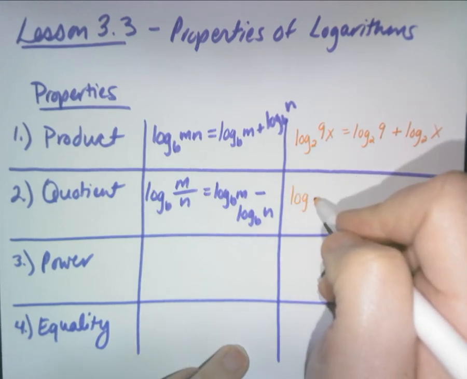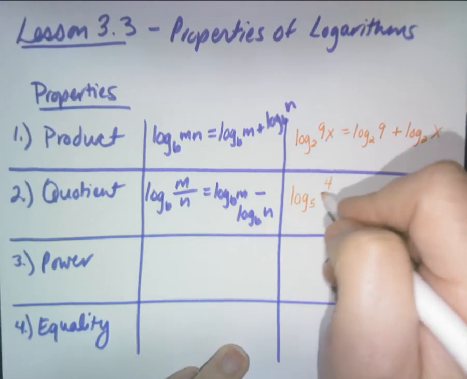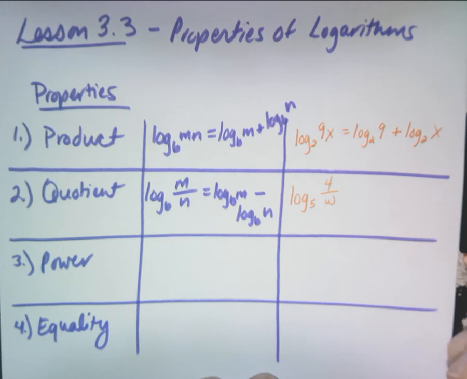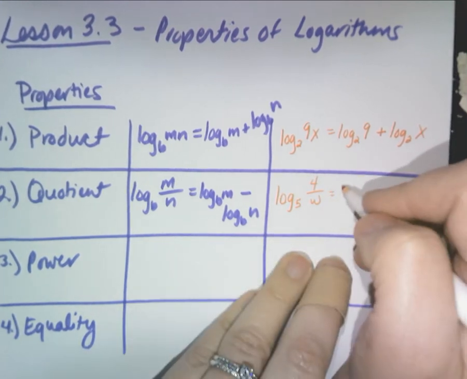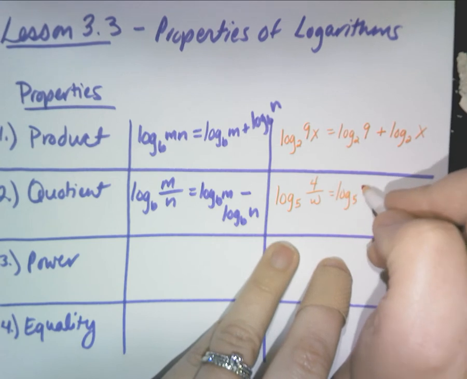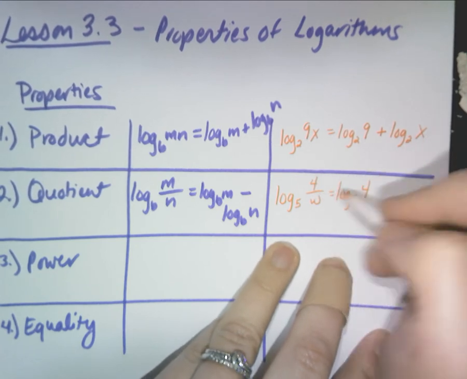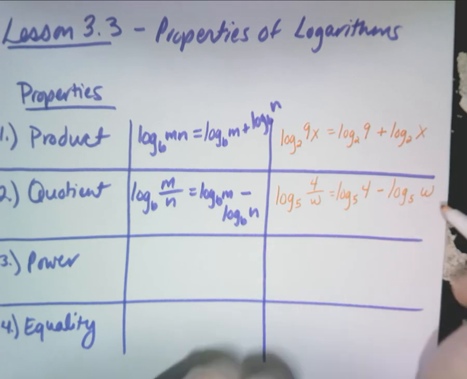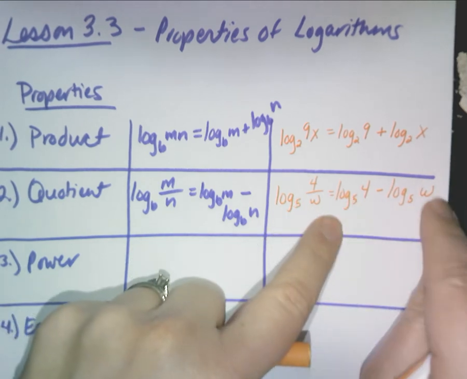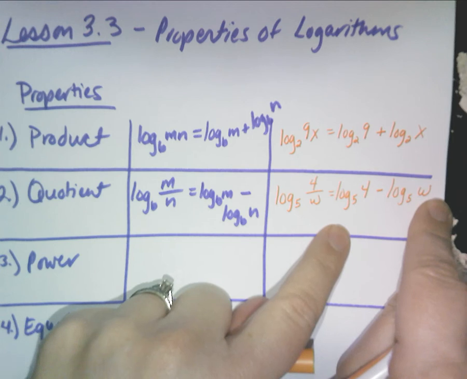So let me give you an example again. Log base 5 of 4 over w. And you would rewrite this in expanded notation. You'd say, okay, log base 5 of 4, which is the top number, minus log base 5 of w, which is the bottom number. It always has to go from left to right, top, bottom. Okay?